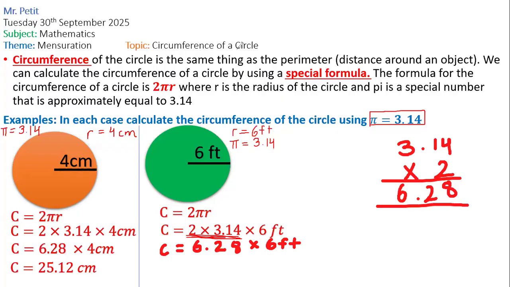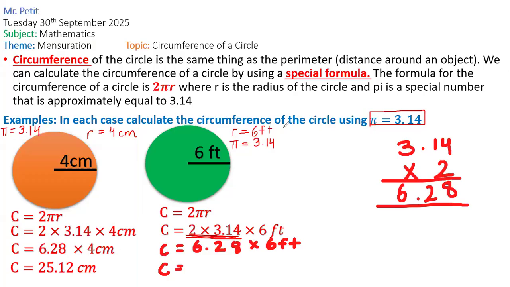And Jalipsa, where's Jalipsa? Jalipsa, can you hear me? Yes, sir. What's the next step that we're gonna do at this point? Times it. Times what? The 2 numbers, 6.28 times 6. Very good.